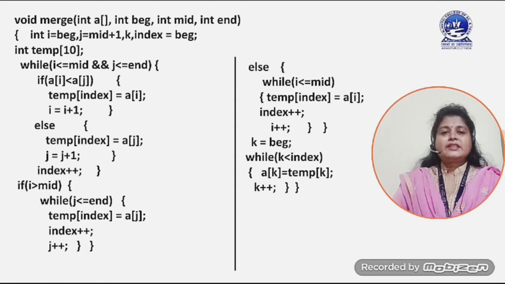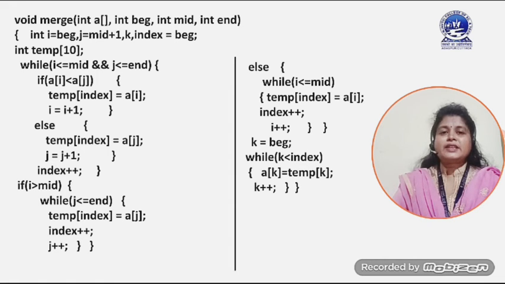Int end represents the end location index. Okay, inside the merge function, we are taking one temporary array or temporary list, which is represented as temp. Okay, and we have used one while loop.